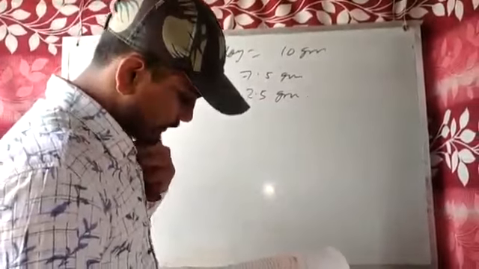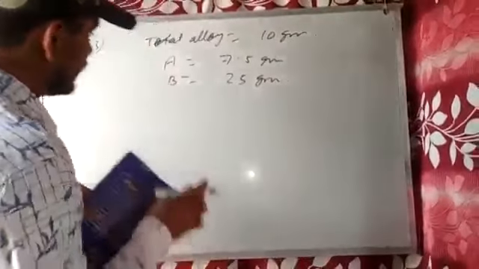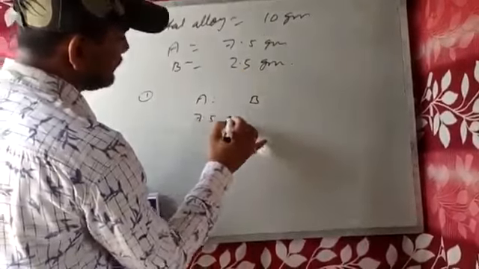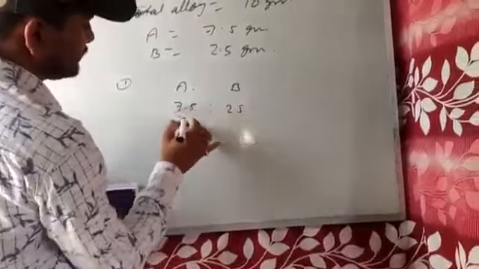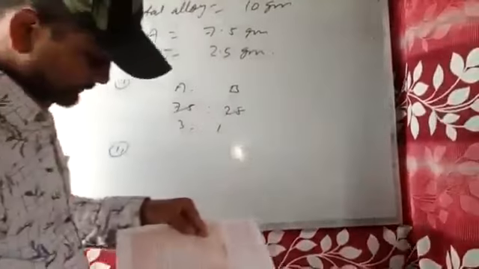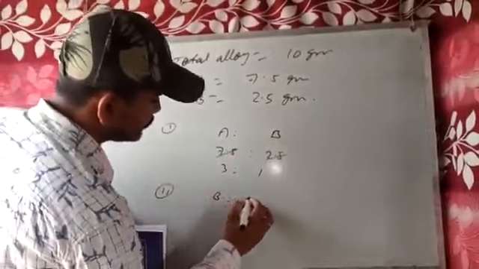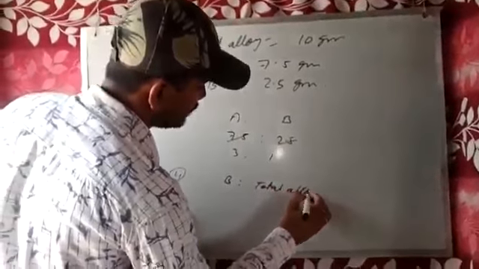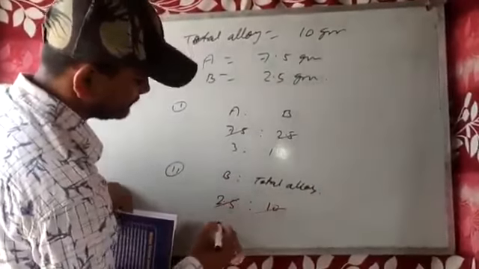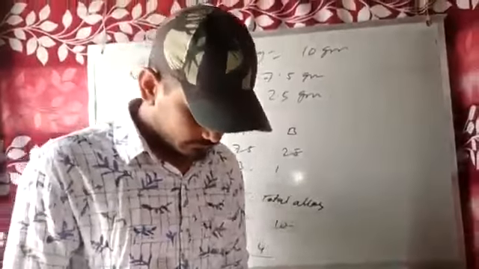Now, you have to find the ratio between the weight of metal A and B in the alloy. So first, the ratio A is to B. A is 7.5 and B is 2.5. We can cut, and we get 3:1. So the ratio is 3:1. Second question, the weight of metal B and the weight of the alloy. So B is to the total alloy. B is 2.5 and total is 10. We can cut, and we get 1:4. This one is our answer.